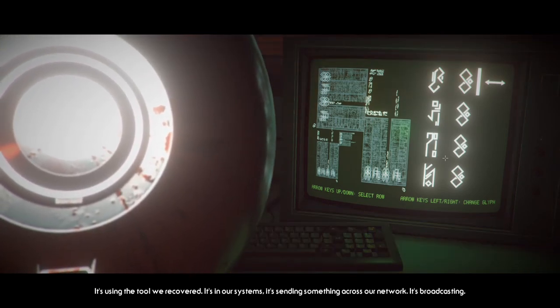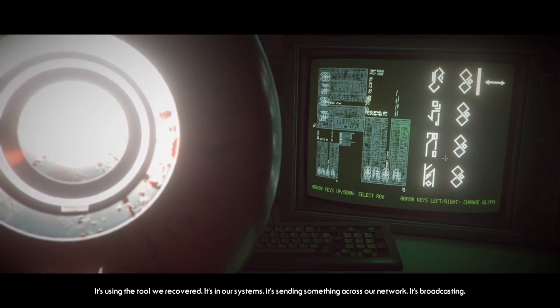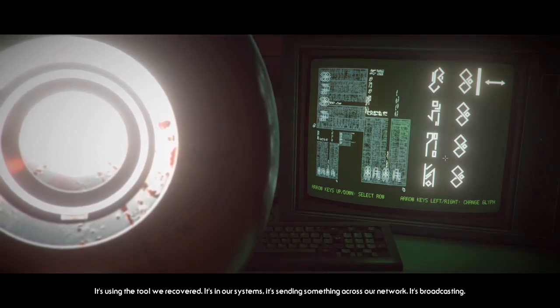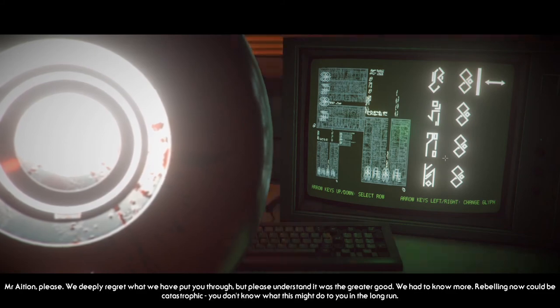It's using the tool we recovered from the crash site. It's in our systems. It's sending something across the network. It's broadcasting.